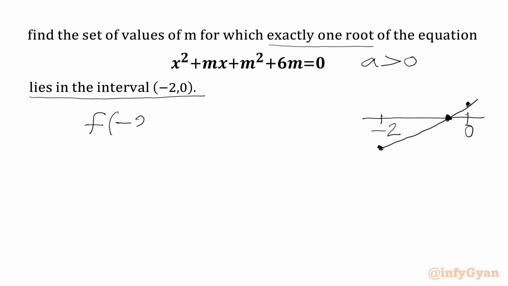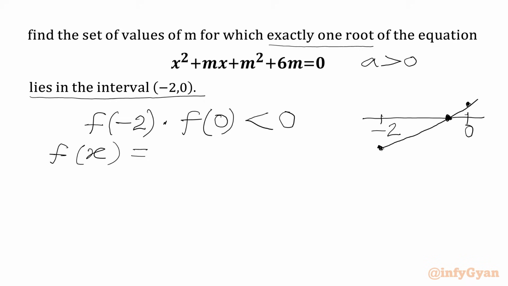f of -2 times f of 0, this product must be negative. As we have a single root, it will change sign from -2 to 0. Now our target is to find f of -2 and f of 0 to find the set of values of m. So let us assume f of x is x square plus mx plus m square plus 6m.